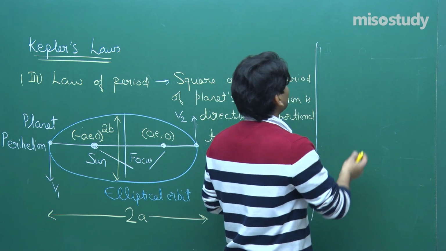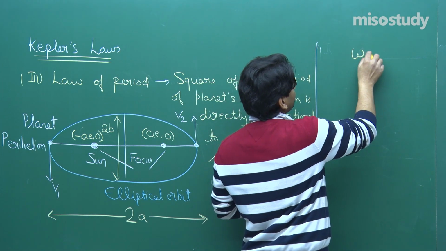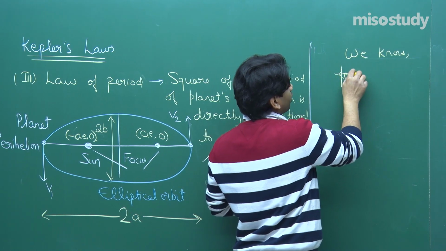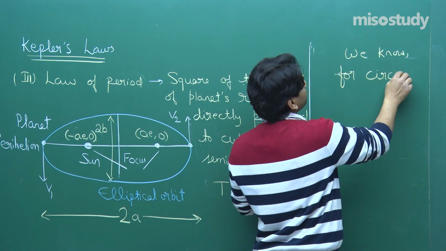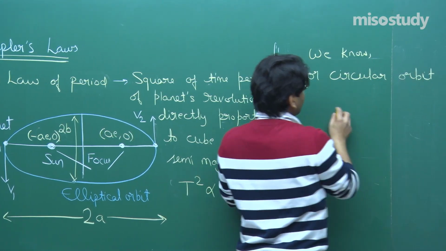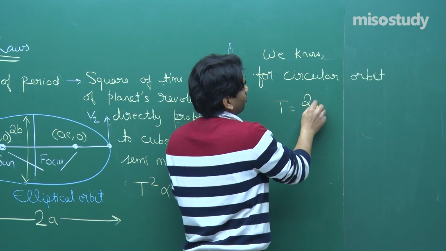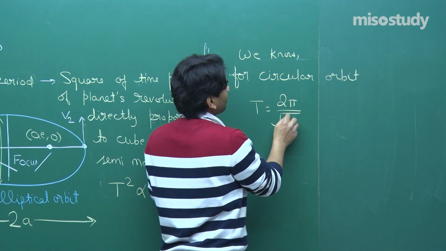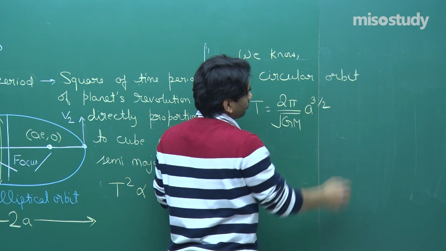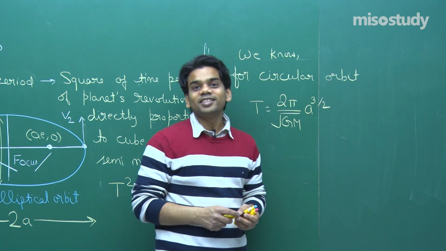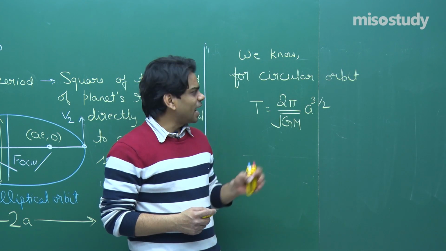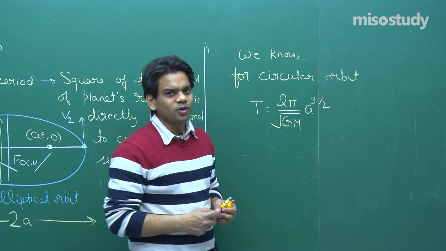So if I try to prove it, we already know, for a circular orbit, we have already derived and proved this. For a circular orbit, T, the time period, was given as 2π divided by √(GM), times a to the power 3/2. This is what we have shown already, where a is the radius of the circular orbit.